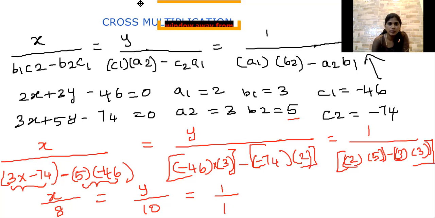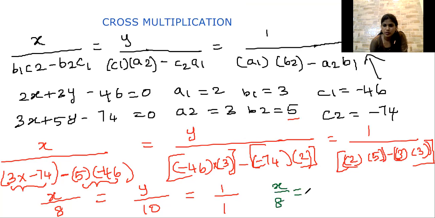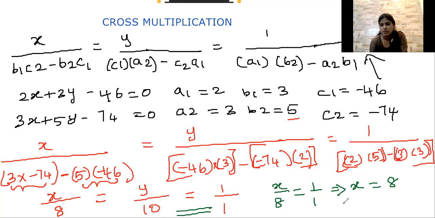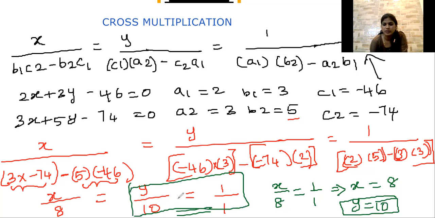Now I'm going to equate x divided by 8 to the constant, which is 1 by 1. So from this I can say the value of x is 8. And you can also equate y by 10 to 1 divided by 1. Here the 10 is in the denominator. If 10 moves to the right hand side, it will become the numerator. So the value of y is going to be 10. By simplifying this, I got the value of y as 10.